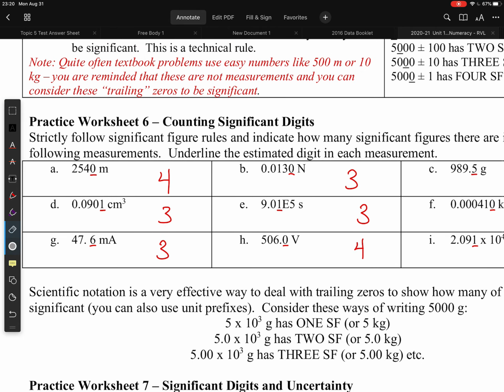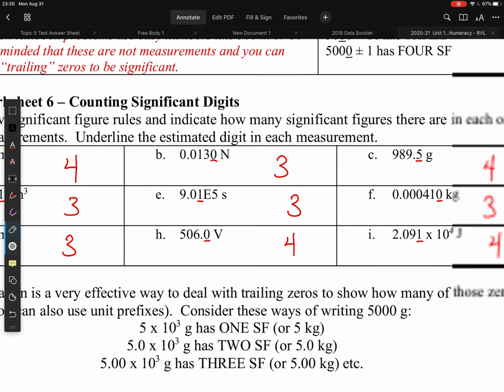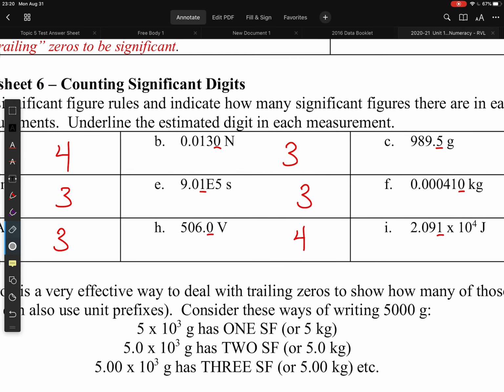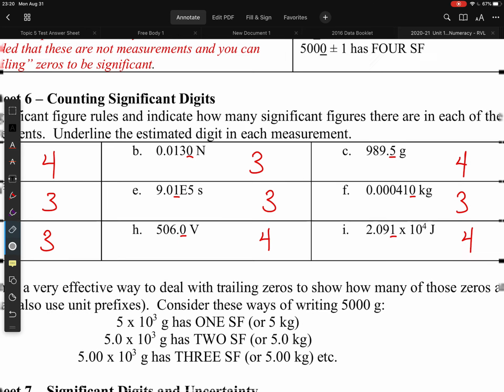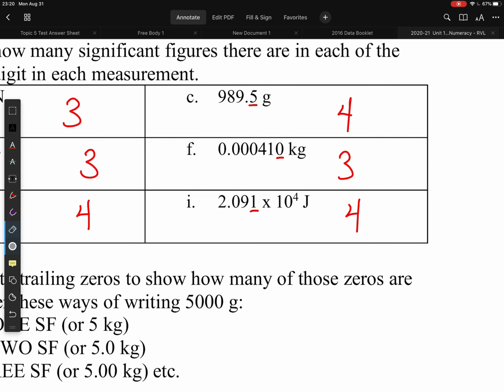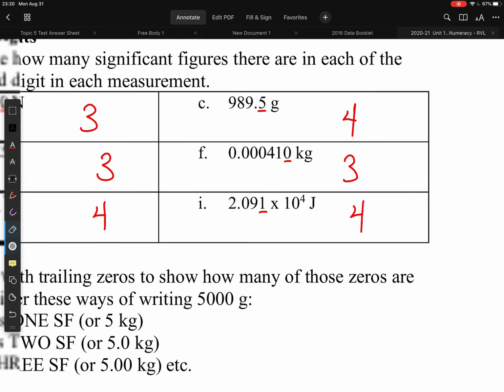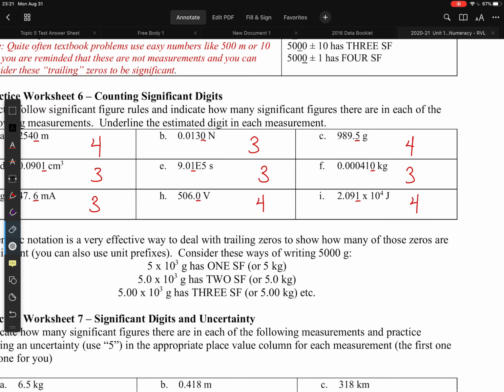For G, again, very straightforward, 3 sig figs. H, a 0 after a decimal place is always significant, so 4 sig figs. For I, again, we have scientific notation. We only show significant figures in scientific notation.